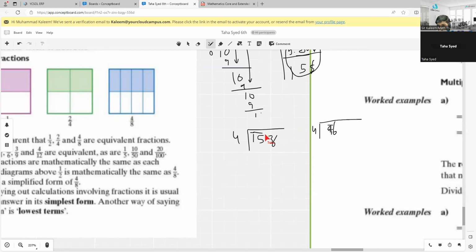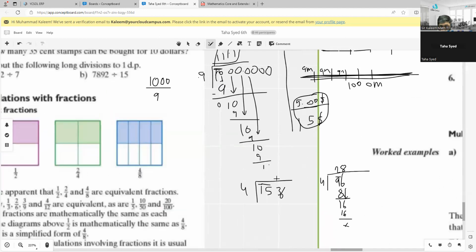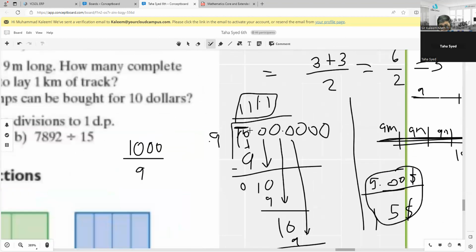So if the number is greater than the divisor, you have to divide it. So 4 times 2, that will be 8. So after that it will be 16, and then 4 times 4 is 16, that will be our answer. Did you understand? Yes. Do you have any confusion? No confusion.